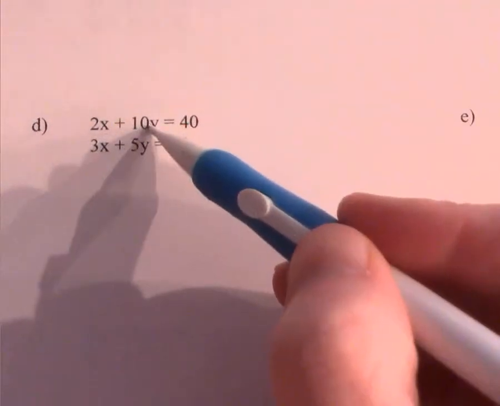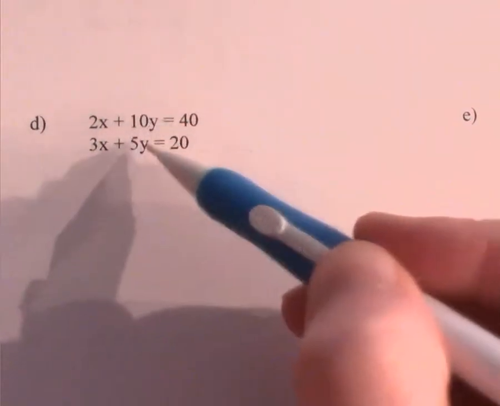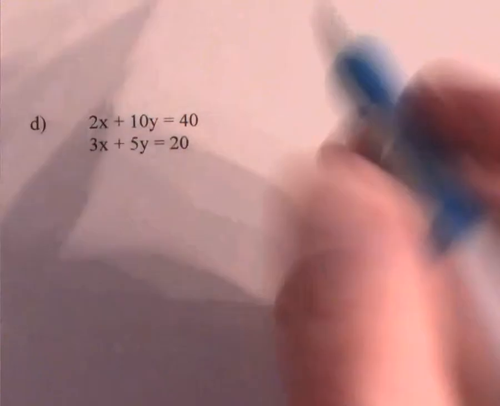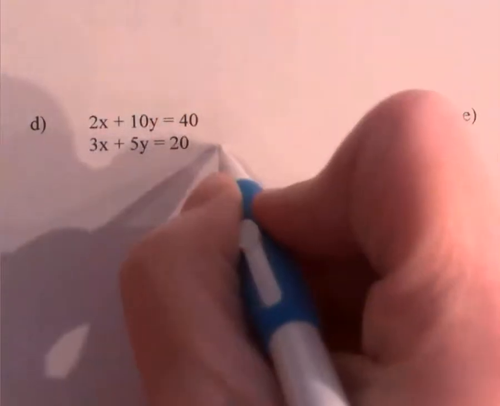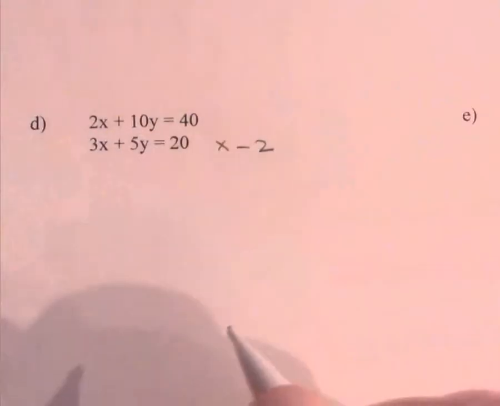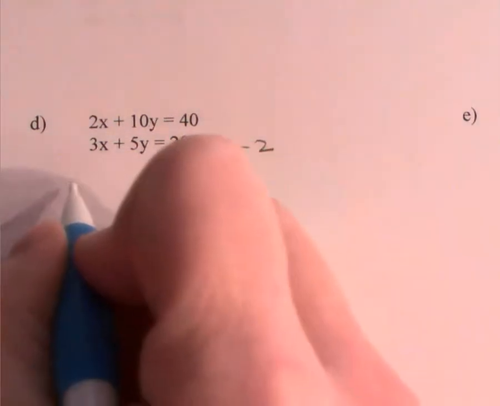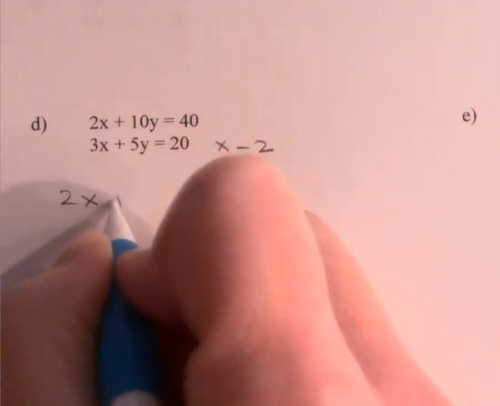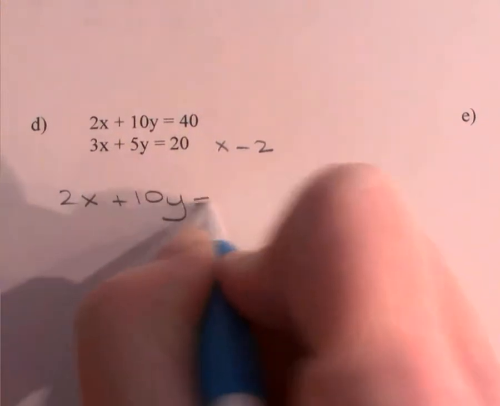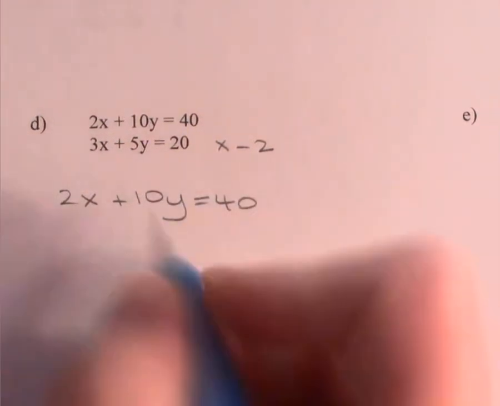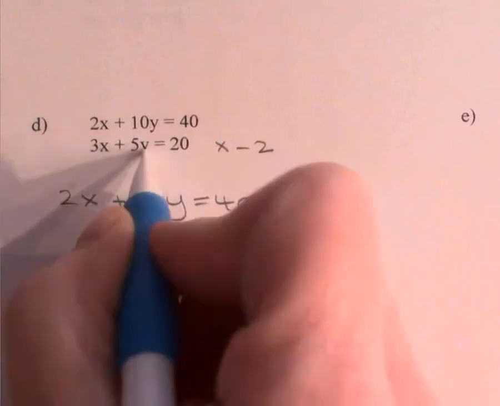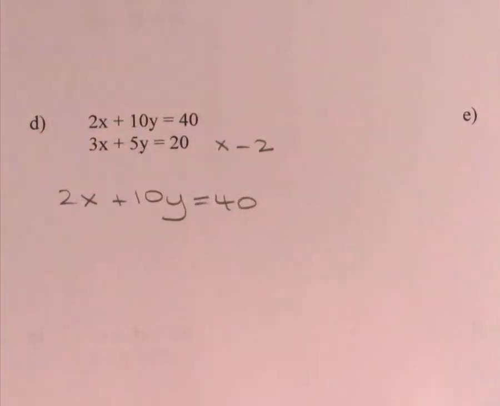So if I look, I have plus 10 here. So I'm going to need minus 10 here. So I need to multiply the second one by minus 2. So I'm going to rewrite the first one out. So I have 2x plus 10y is equal to 40. And I'm going to multiply all of these terms in equation 2 by minus 2.